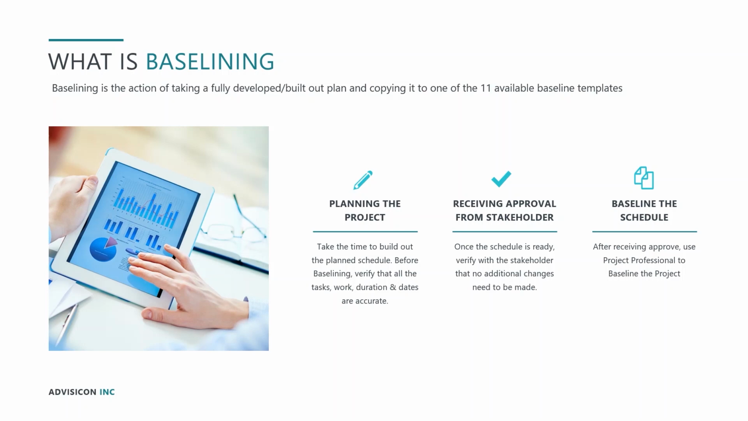Once this is all built out and all of the details are in your schedule, then you would take your schedule and go to the save folder of the project. Make sure that all of the details are correct, make sure they're content with the dates, and then you can go through the action of baselining the schedule. And I'll show you how to do that in just a moment when we reach our demo.